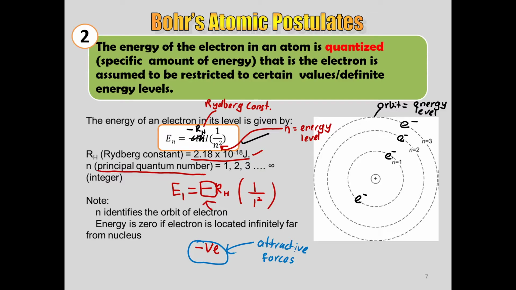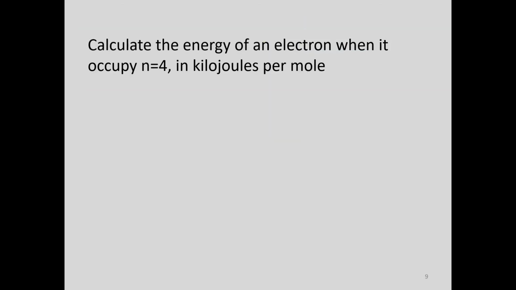Okay, maksudnya the energy is because the electron are attracted to the nucleus yang ada proton tu lah. Okay, so kita akan tengok to the third postulate. Okay, tak apalah, kita buatlah dulu question. Ada one question. So calculate the energy of an electron when it occupy n equal to 4.